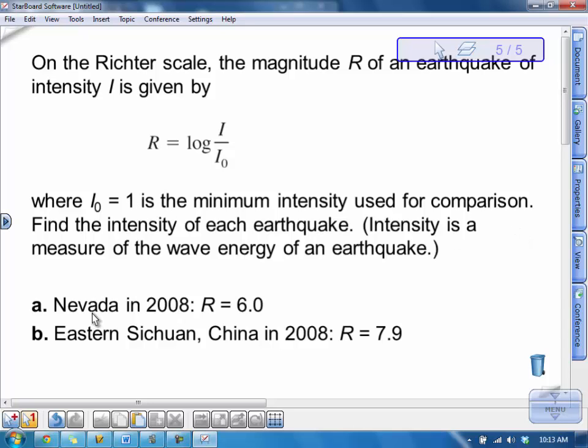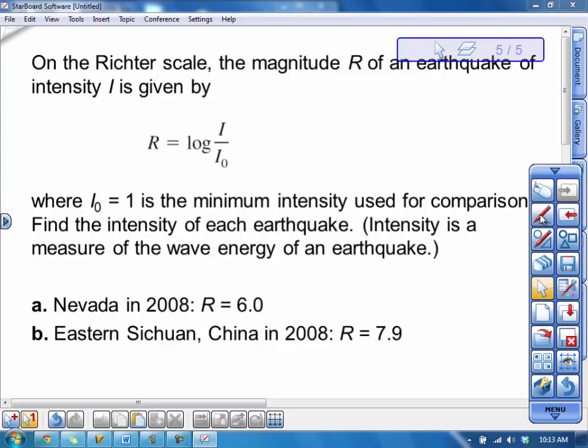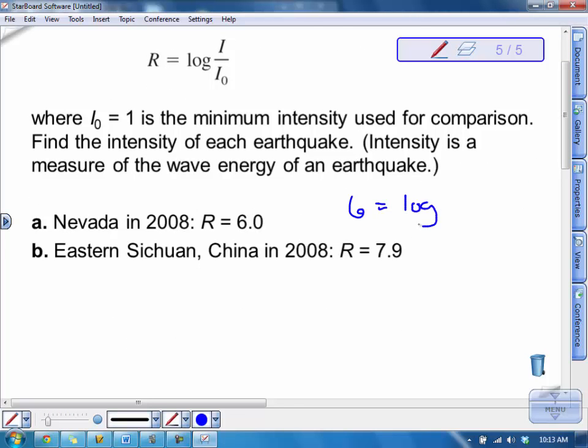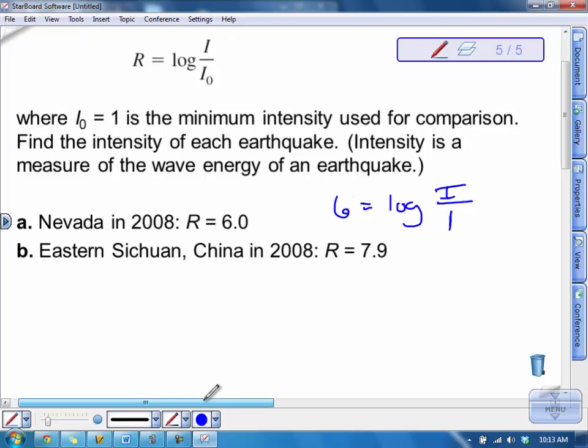So let's look at a couple earthquakes. First, the one in Nevada in 2008. It had a Richter scale of 6. Let's find out what the energy intensity of that would be. So what we could do is plug in 6 for R, and that's equal to the log of I, which is the energy intensity, over the initial energy intensity, or the minimum, which is 1. We're going to solve this equation for I, and that'll give us the actual intensity of that earthquake.